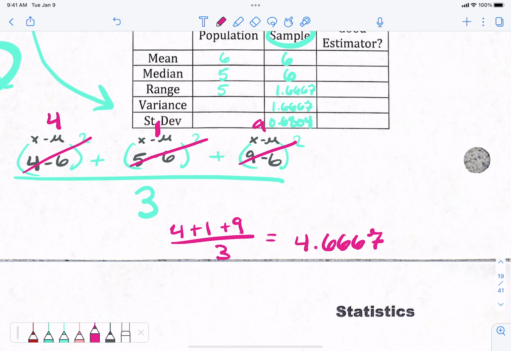4.6667? Yes, okay, perfect. 4.6667. Okay, that's my variance. All right, it's still not terrible of a formula. It looks really nasty, but you just have those 3 pieces added together.